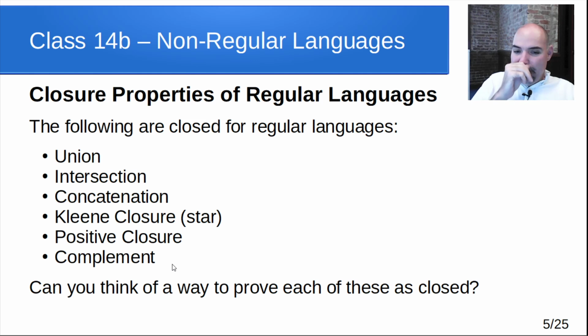Now, I'd encourage you, just like we thought about the process by which you would prove it for union, notice that you could have that same kind of thought process for how you would prove it for all of these other ones. We just mentioned the one for complement. And probably the one that would take the most thinking would be this intersection. But try to think through how you would prove each of those as closed for regular languages, as a closure property of regular languages.